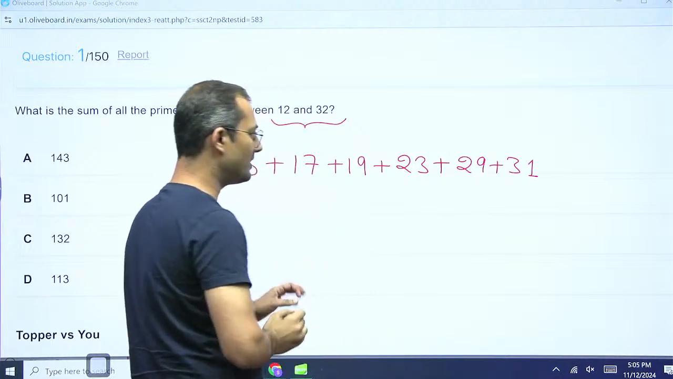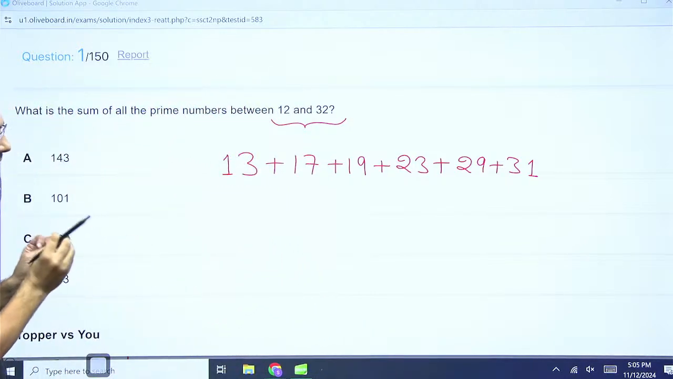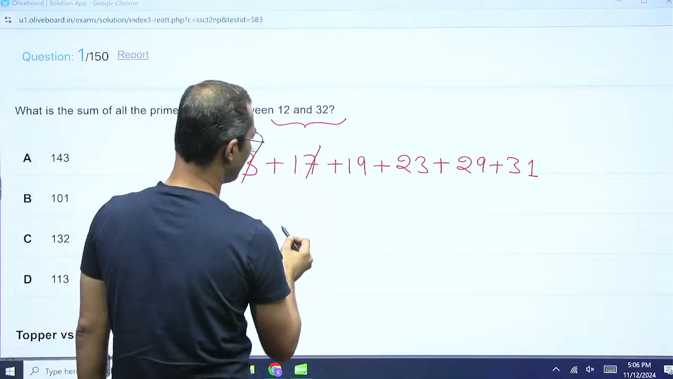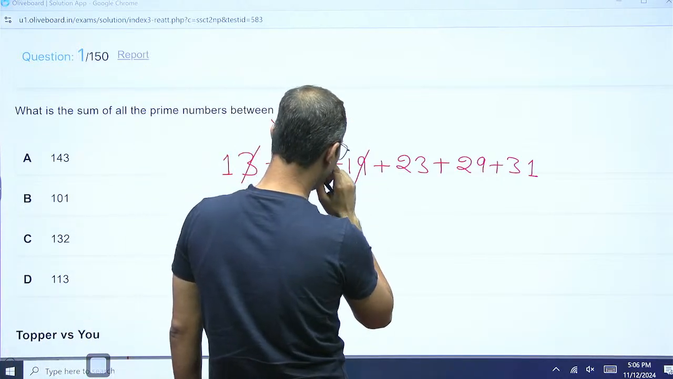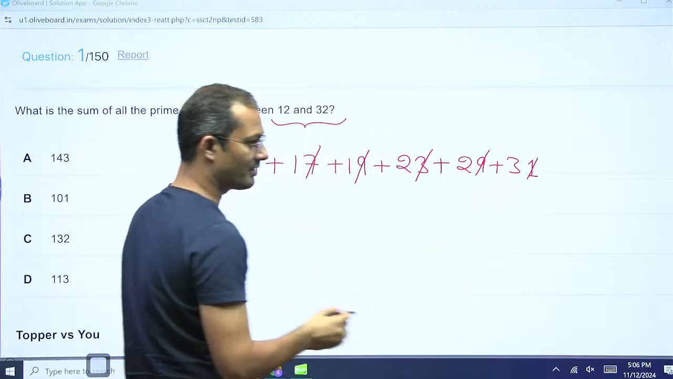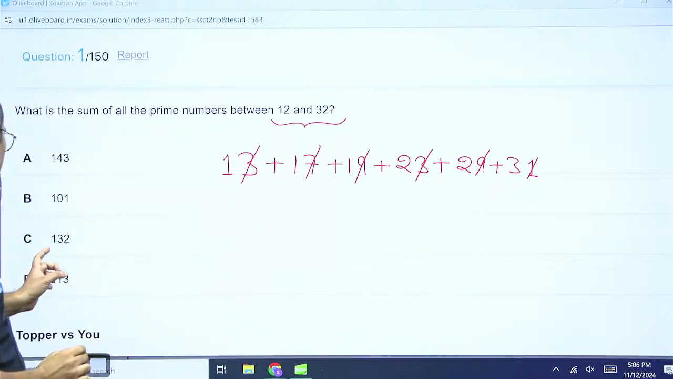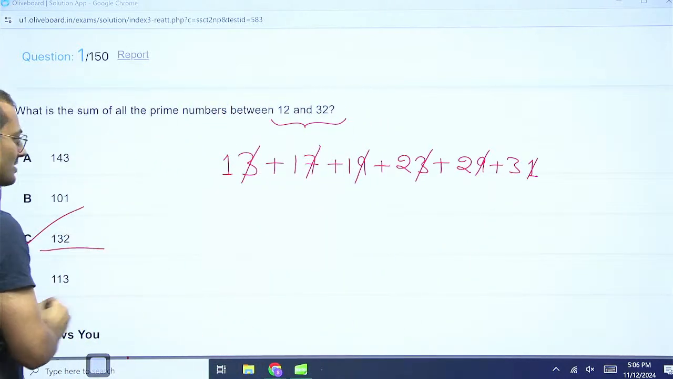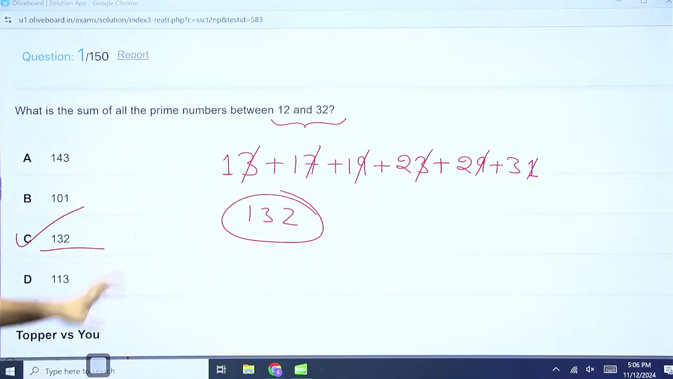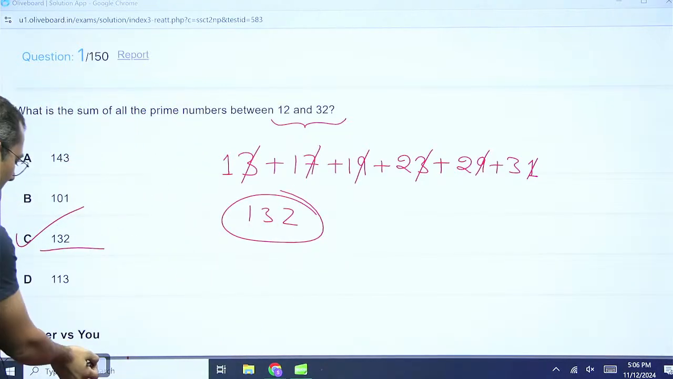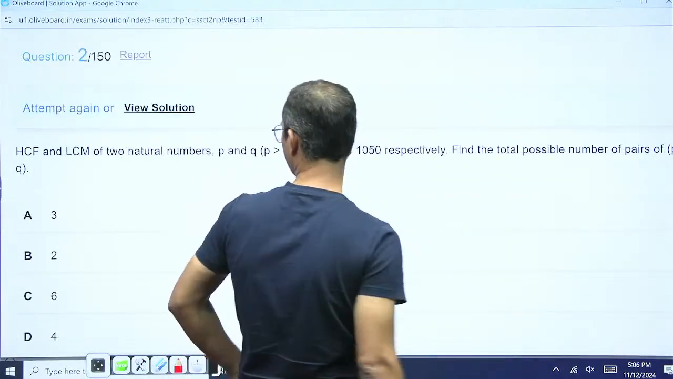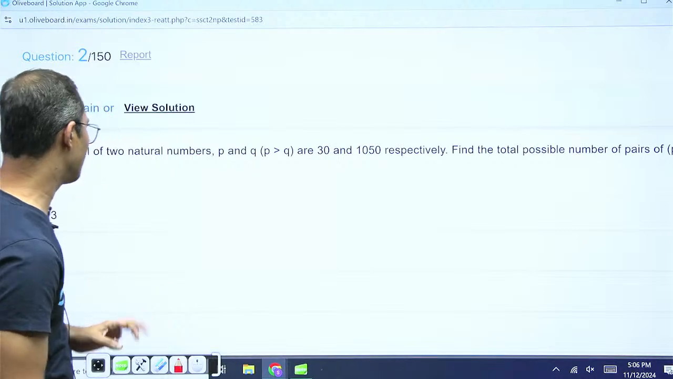So we have only 6 prime numbers. Now we have to make the sum of all these, right? So we can say 13 plus 17 is 30, 30 plus 19 is 49, 49 plus 23 is 72, 72 plus 29 is 101, 101 plus 31 is 132. The unit digit must be 2. So the sum would be equal to 132. So 132 is the right answer, right? This is again a very simple question. Moving to the next question. Tell me what is the answer of this question.